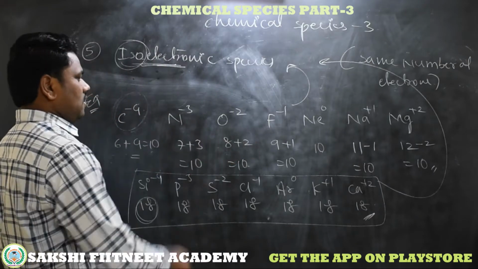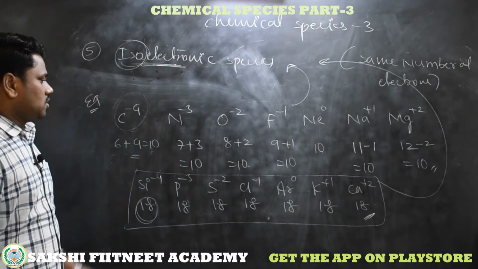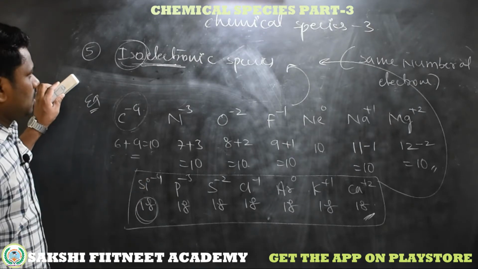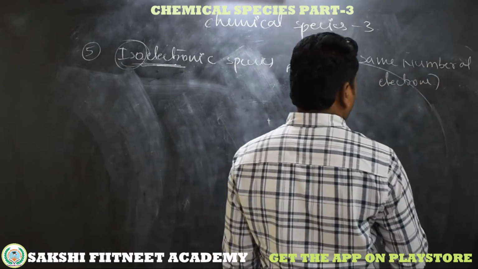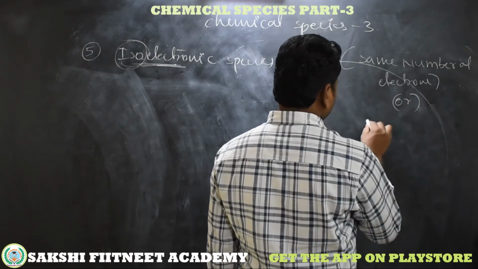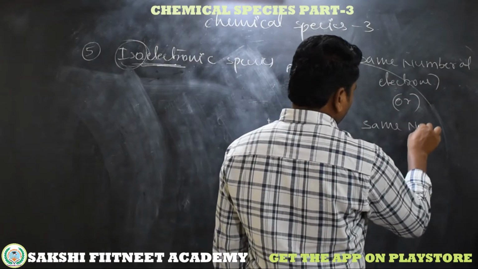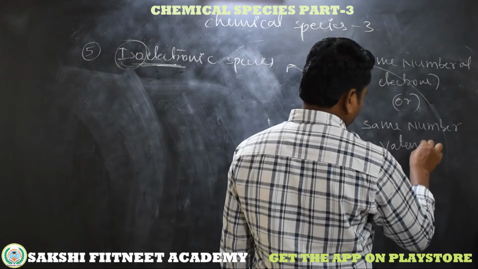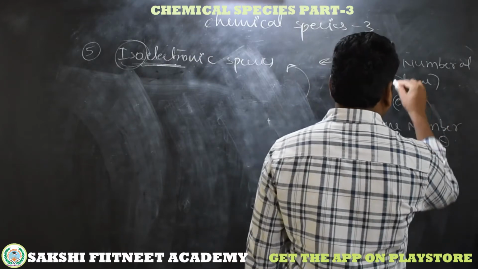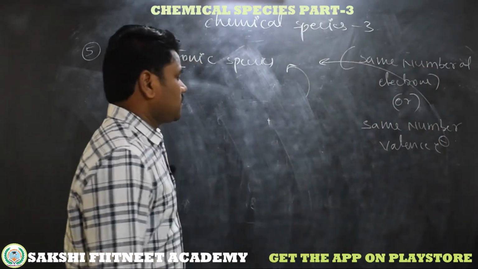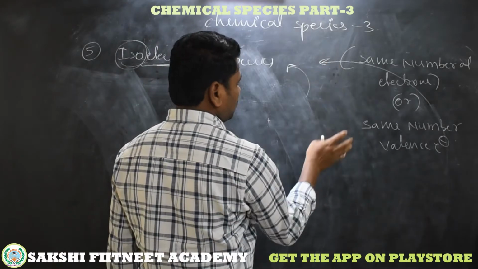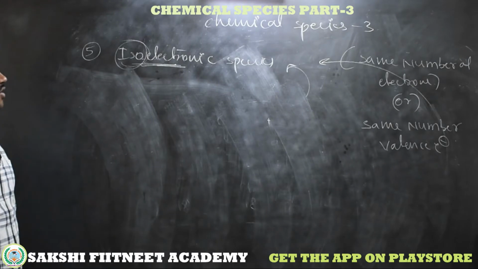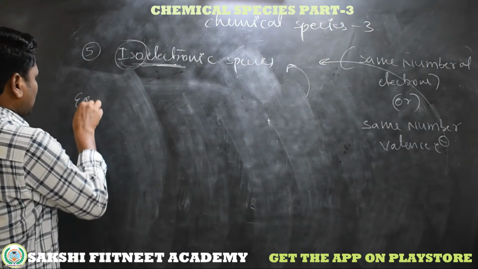Now coming to the first set, 10 electrons. So these two are examples of isoelectronic species. We will discuss some more examples. Here, the same total number of electrons or the same number of valency electrons. If a set of elements follows these two definitions, they are classified as isoelectronic species. These are isoelectronic species. I am taking another example.